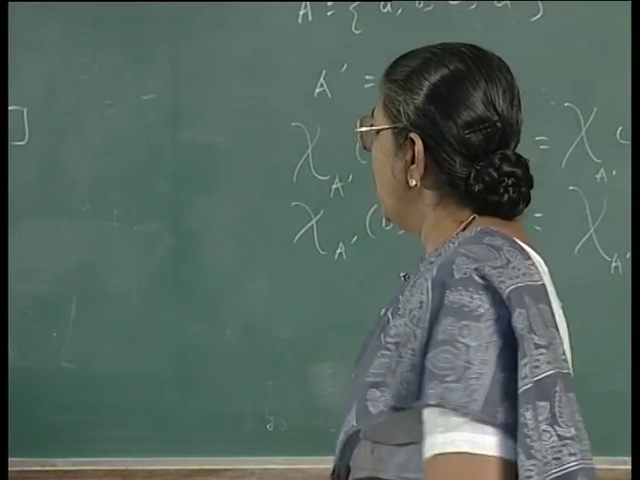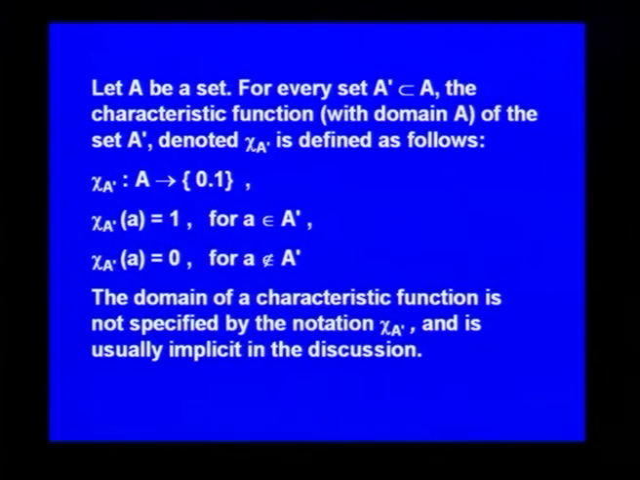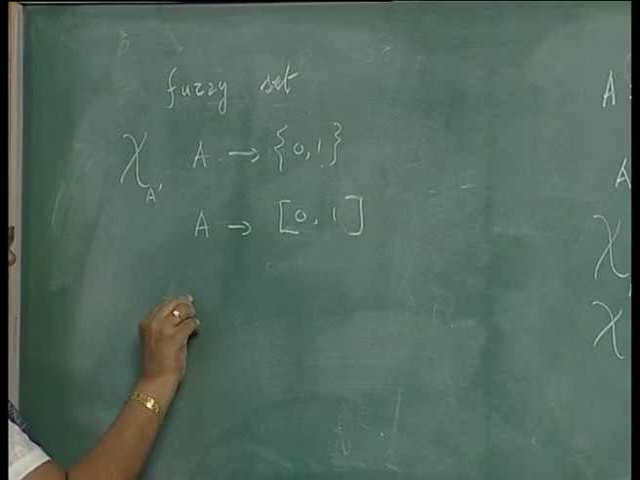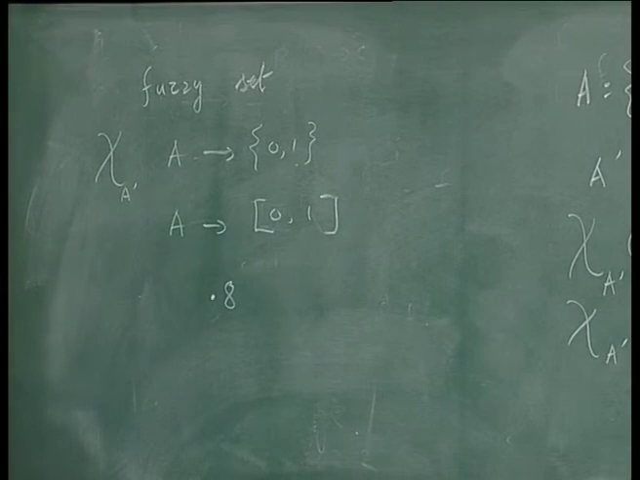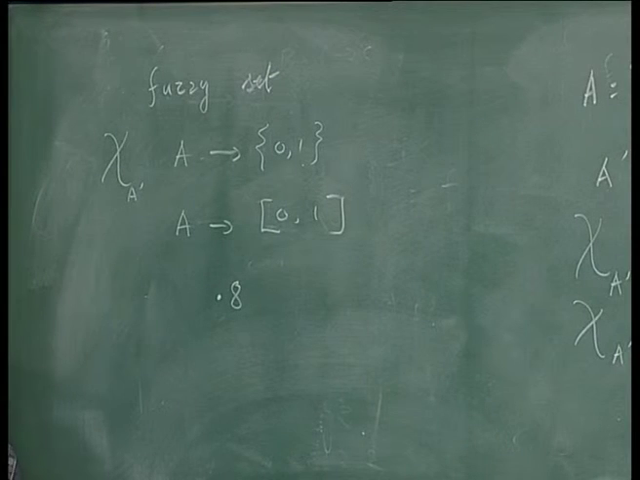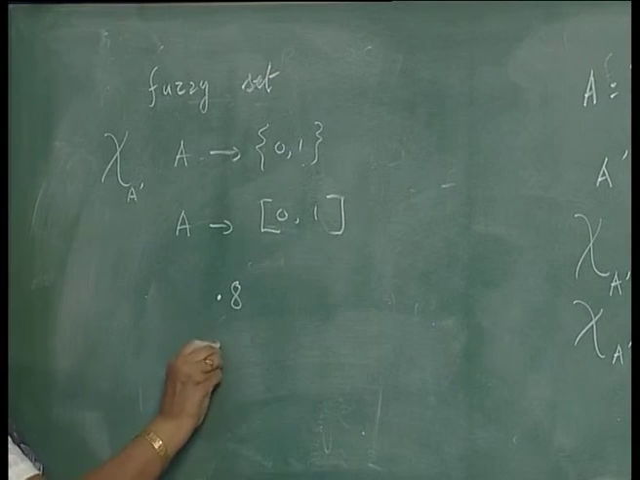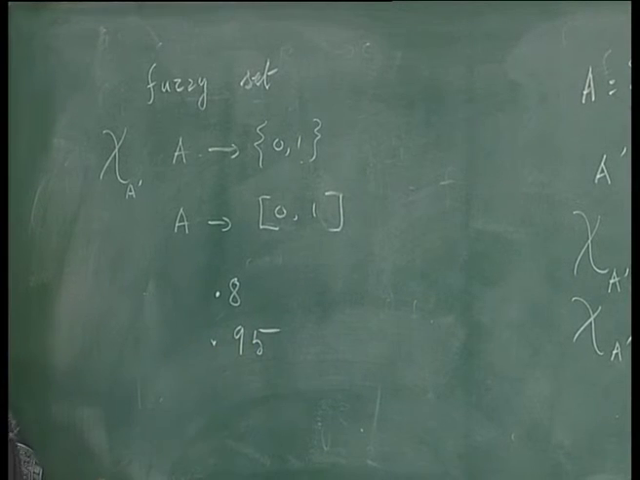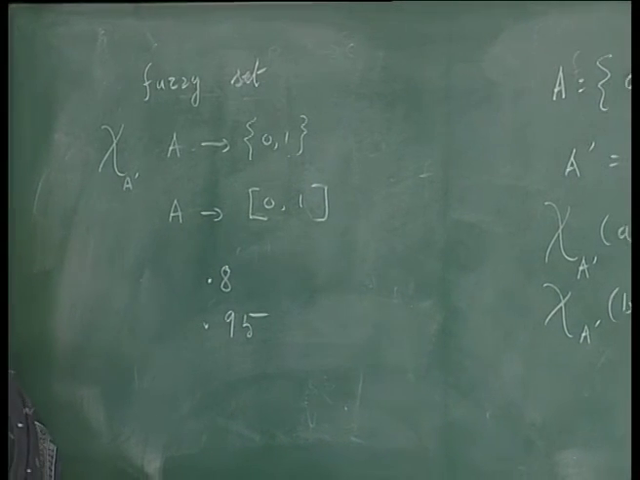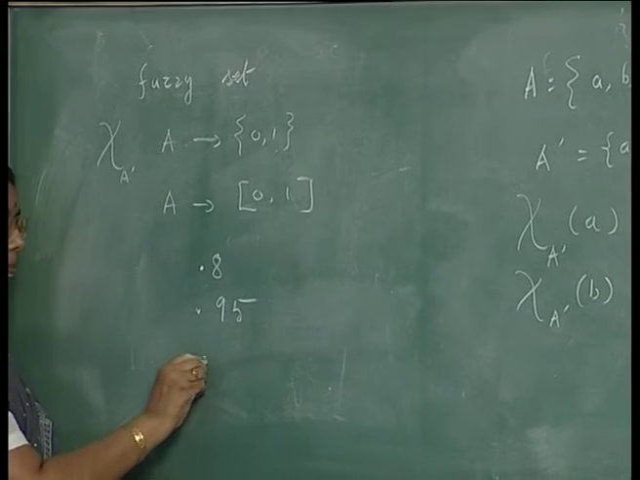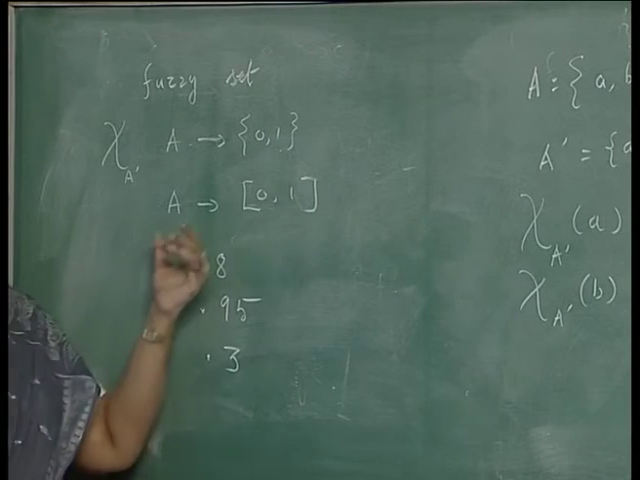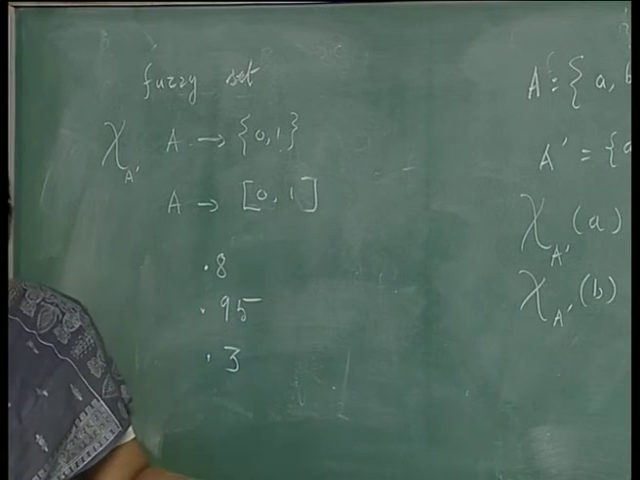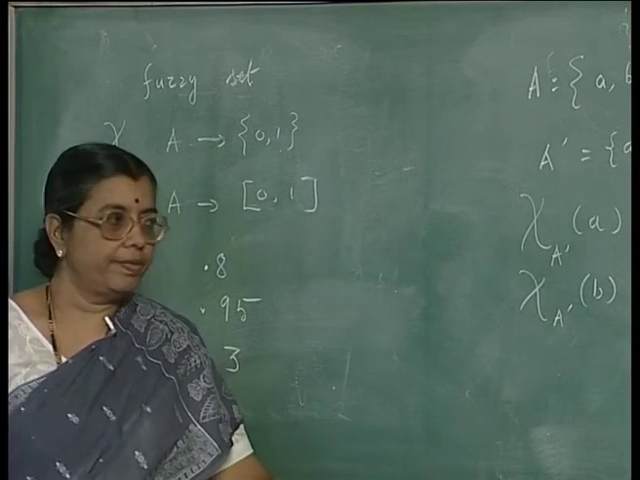Now in this case, a person who is 6 feet tall may be a member of the set of tall persons with the value 0.8. A person who is 7 feet tall may be a member of the set of tall persons with membership 0.95. A person who is 4 feet tall may be a member of that set with membership value 0.3. So the membership value is a real number between 0 and 1. Such a set is called a fuzzy set.